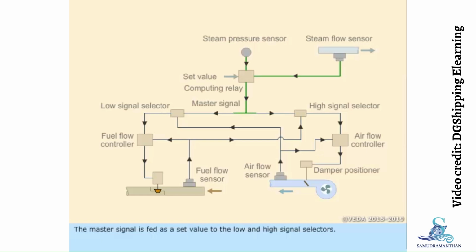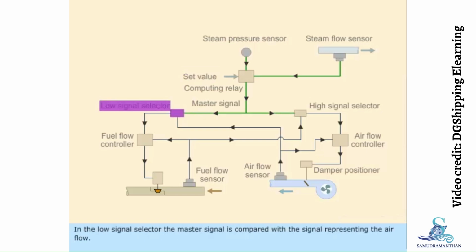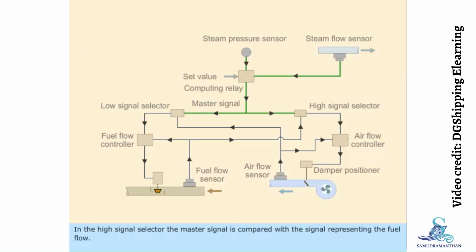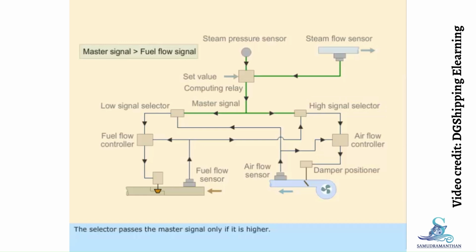The master signal is fed at a set value to the low and high signal selectors. In the low signal selector, the master signal is compared with the signal representing the airflow. The selector passes the master signal only if it is lower. In the high signal selector, the master signal is compared with the signal representing the fuel flow. The selector passes the master signal only if it is higher.